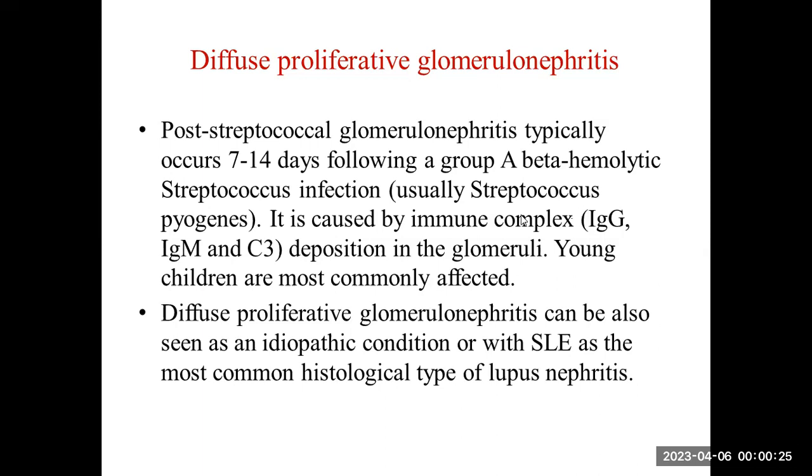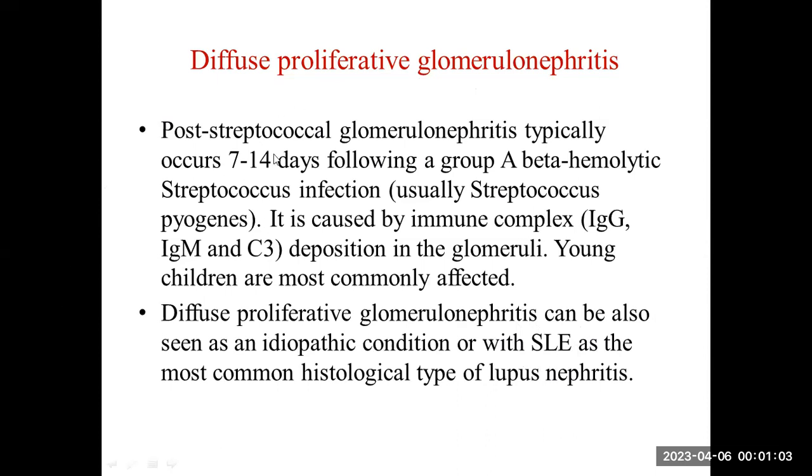So diffuse proliferative glomerulonephritis, this morphological type is classically seen with post-streptococcal glomerulonephritis. This is the classical secondary cause of diffuse proliferative glomerulonephritis following a streptococcal infection. But also this morphological type can be seen with systemic lupus erythematosus. It's one of the types of lupus nephritis, and it's actually the commonest histological type of lupus nephritis. So when you talk about diffuse proliferative glomerulonephritis, think about post-streptococcal glomerulonephritis and think about lupus nephritis.